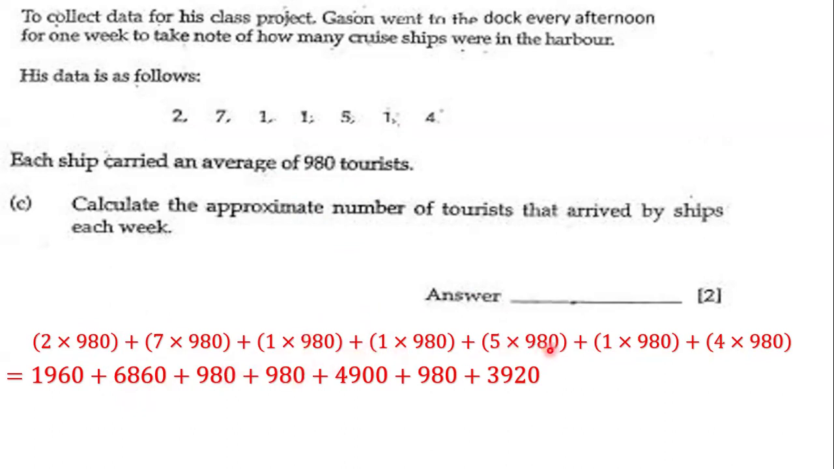5 times 980 is 4,900. And 1 times 980 is 980. And 4 times 980 is 3,920. And so we're going to add all of these numbers together. And so we get 20,580. And so that means that the approximate number of tourists that arrive by ships each week is 20,580.